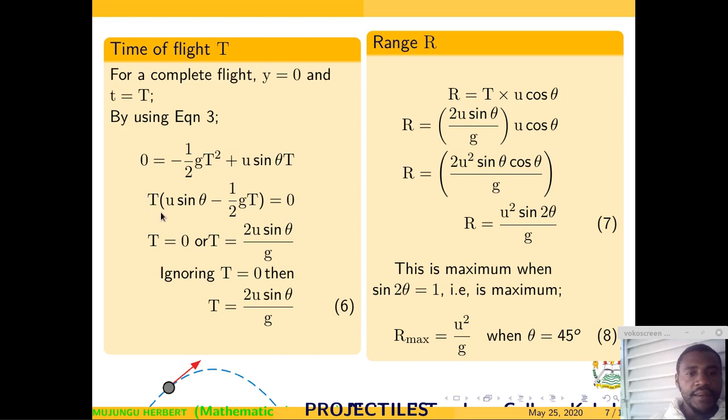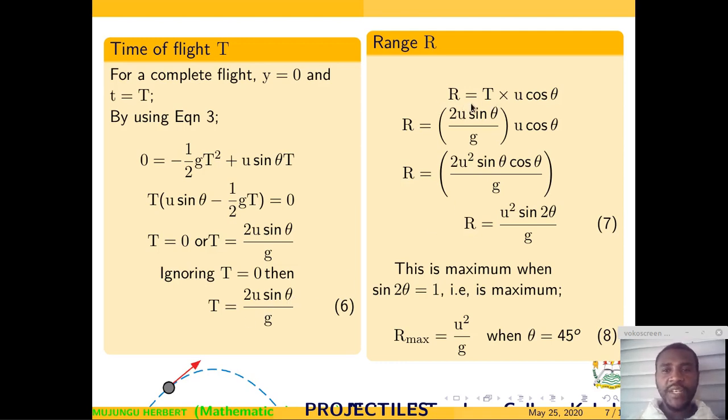I think you can follow if you take time. You end up with T equals 2u sine theta over g. This is now the time an object takes in the air if it is projected from the ground and lands back on the ground again. The symbols hold the same meaning; it doesn't change.